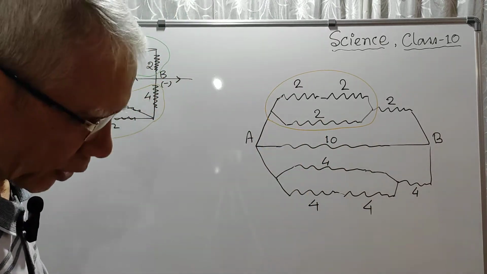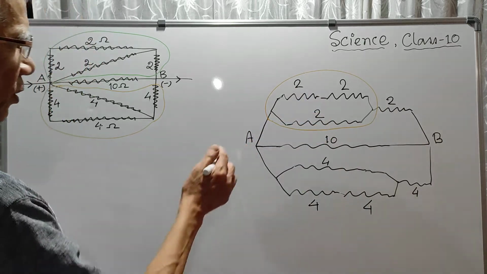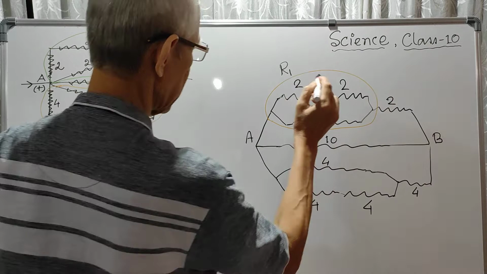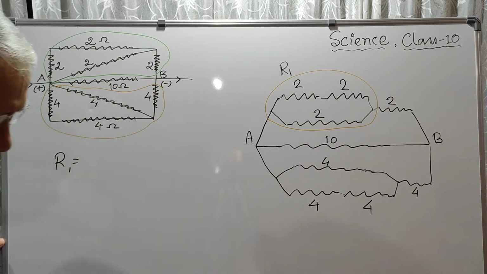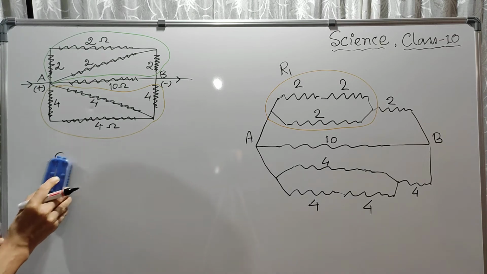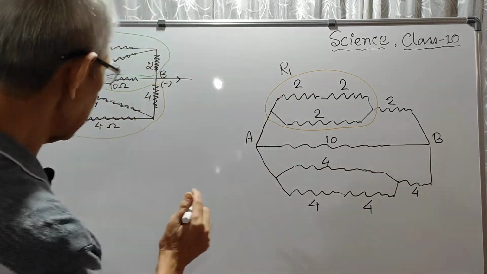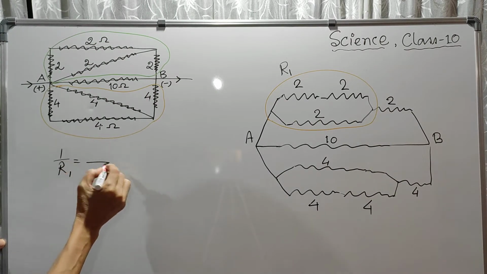So how will you calculate this part? This 2 plus 2, 4. 4 and 2 are in parallel. So suppose we call this equivalent resistance R1. So what is R1? What is 1 by R1? If this part we call R1, then 1 by R1 is equal to what?